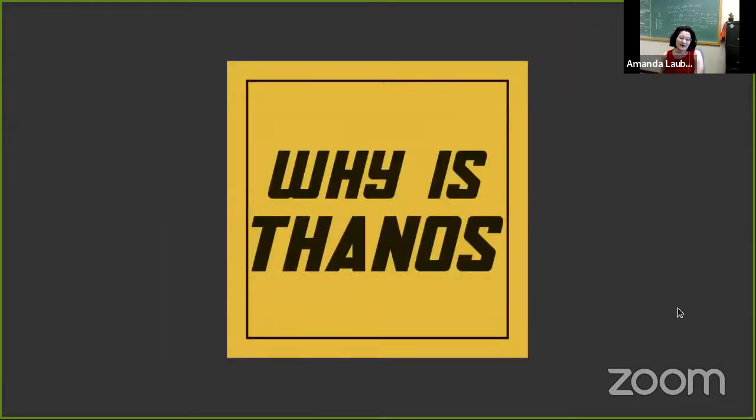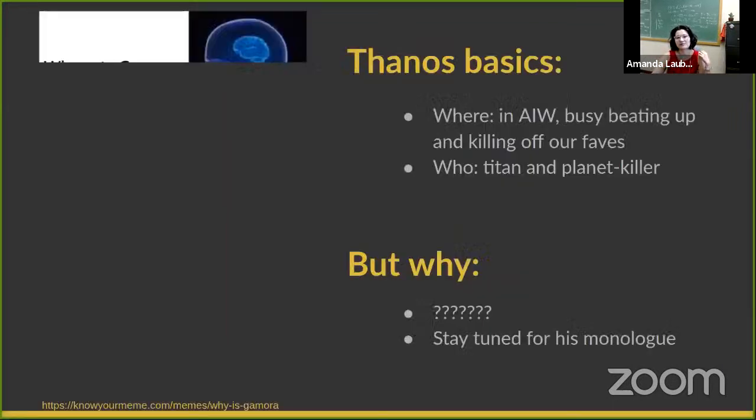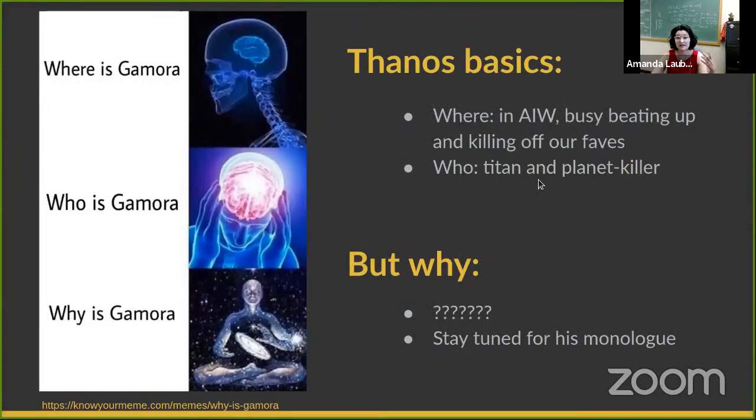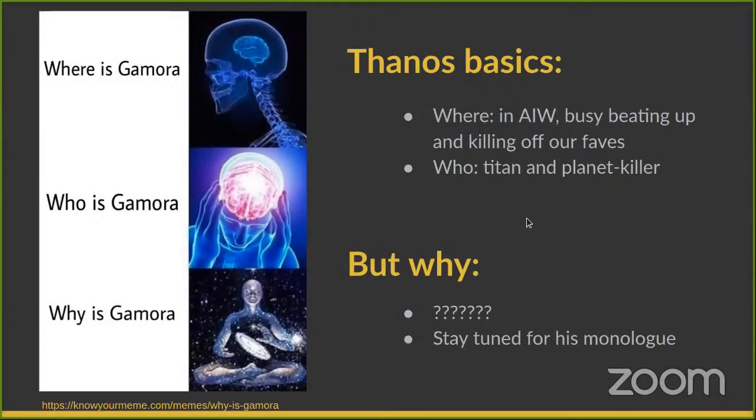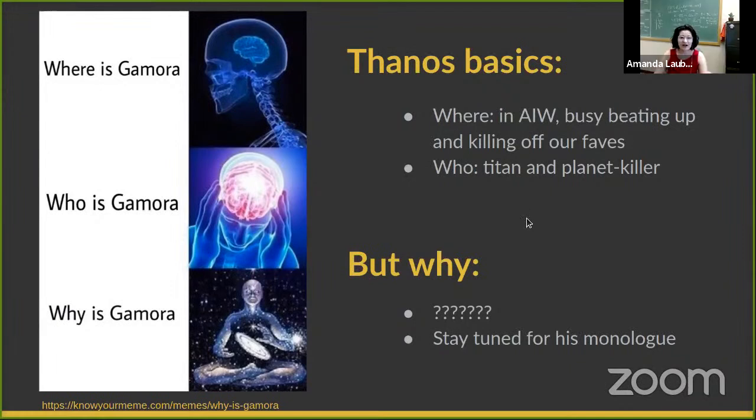But the first thing that I want to talk about is the idea behind why Thanos. So probably we're on the same page about the basics of Thanos. He shows up in Avengers Infinity War, and when he's there, he's just beating up and killing off all of our favorite Avengers and assorted people of the world. Thanos is from the planet Titan, and he's just been rolling through the universe, killing off planets full of people.